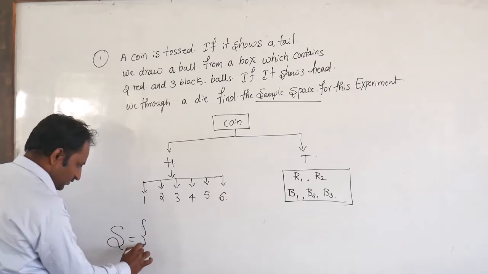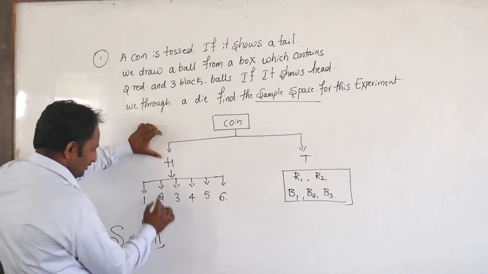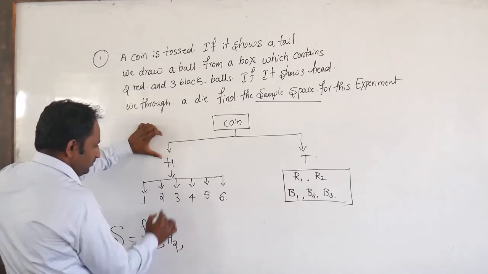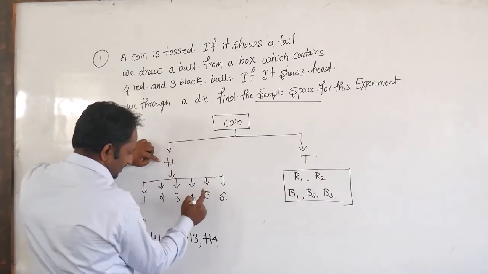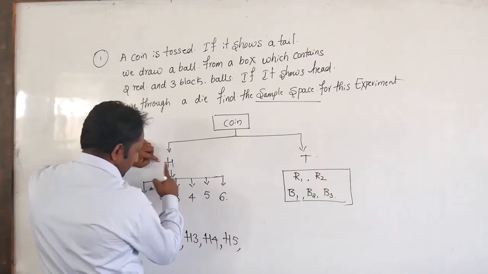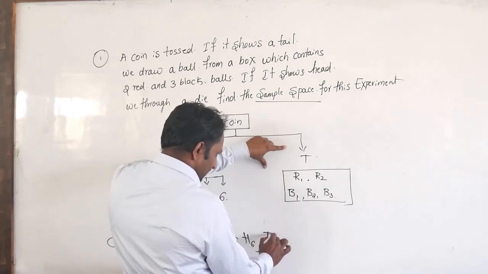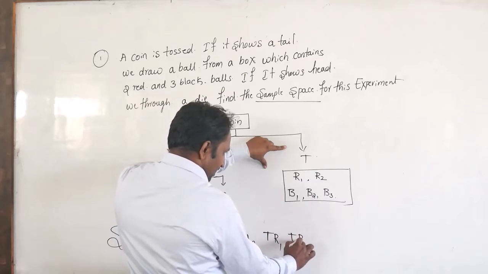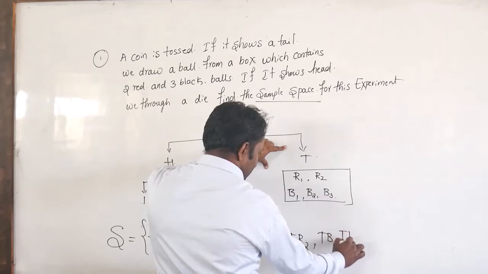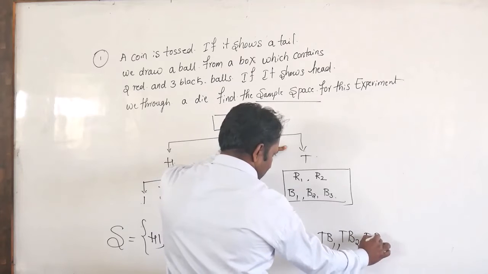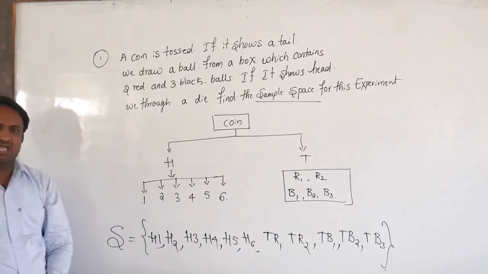The sample space for this experiment is H1, H2, H3, H4, H5, H6. Then when a tail occurs: TR1, TR2, TB1, TB2, TB3. These are the sample space for this experiment.